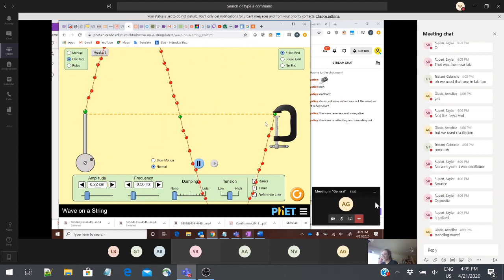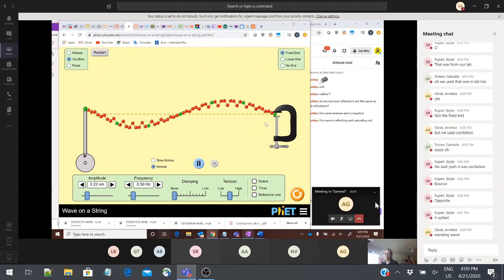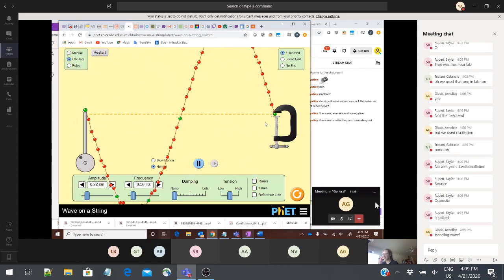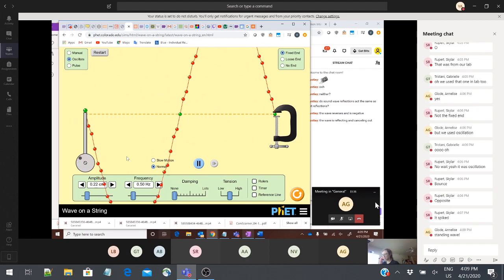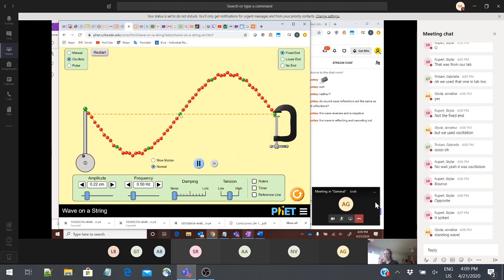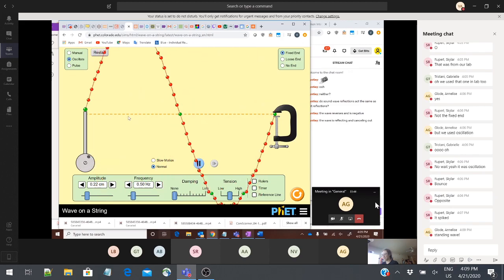Right. So this is not quite perfect. I couldn't figure out how to get it quite perfect, but it's as close as I could get it with the resolution of this thing. Okay. So I have a node right here. I have an antinode right here. I have an antinode right here.